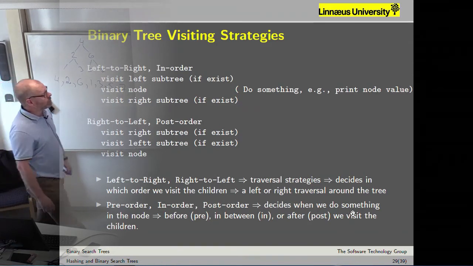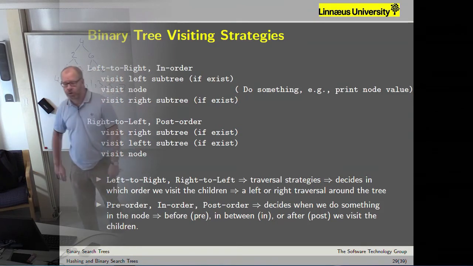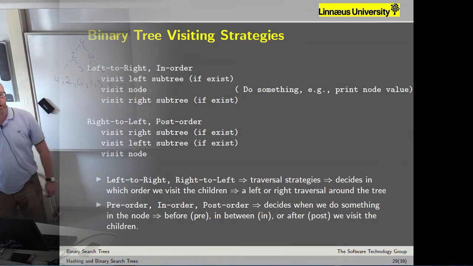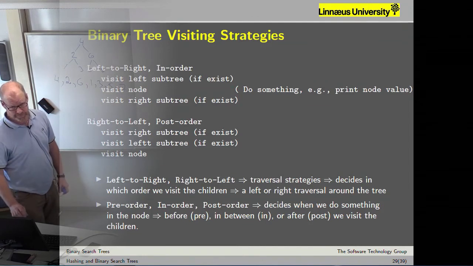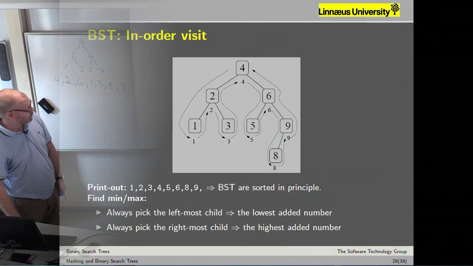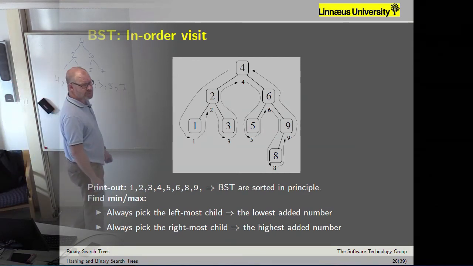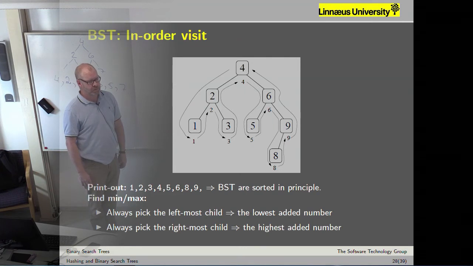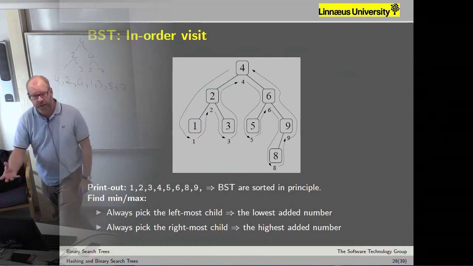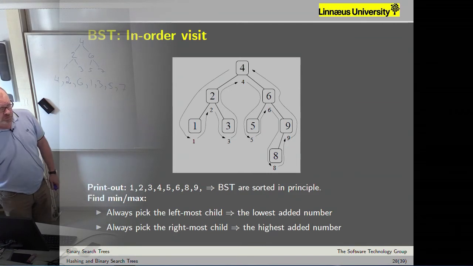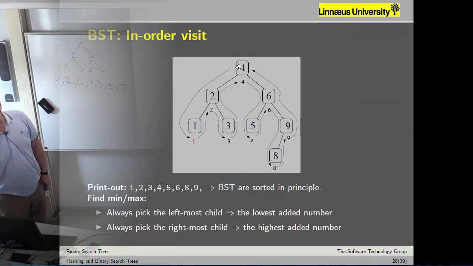Okay, if I do a pre-order left to right printing. Pre-order left to right printing. What will be printed? Pre-order means at first entry to the node I print it. So I will start by printing 4, 2, 1, 3, 6, 5, 9, 8. No more printing.